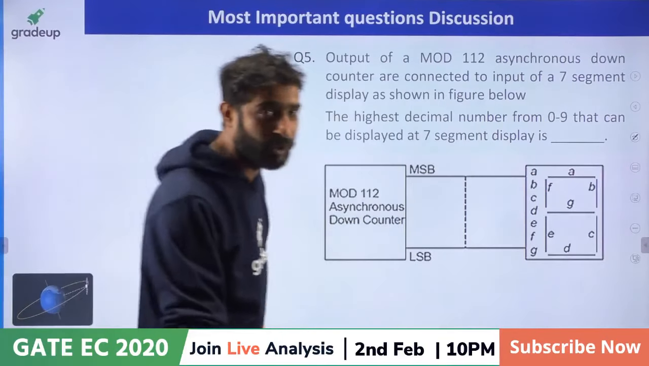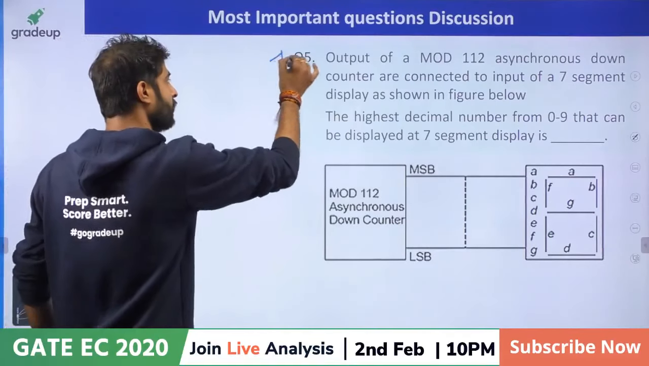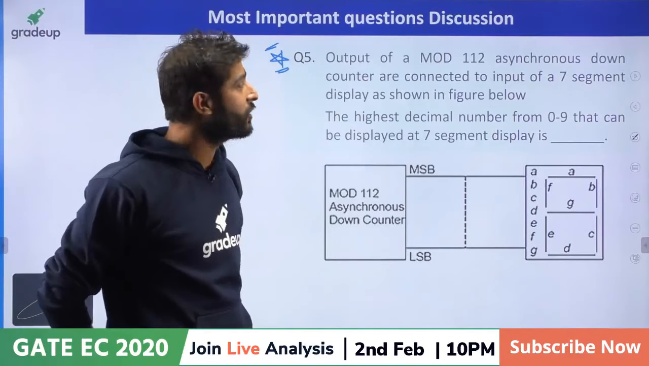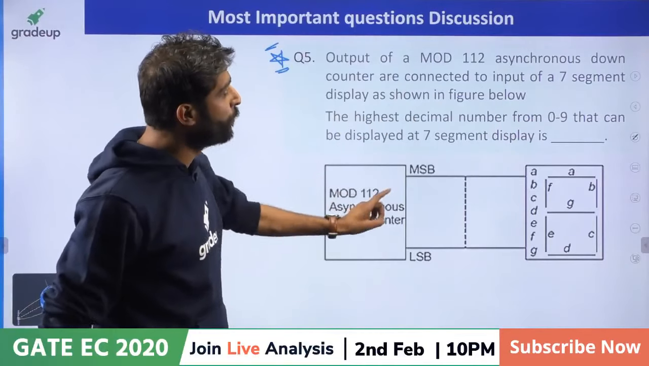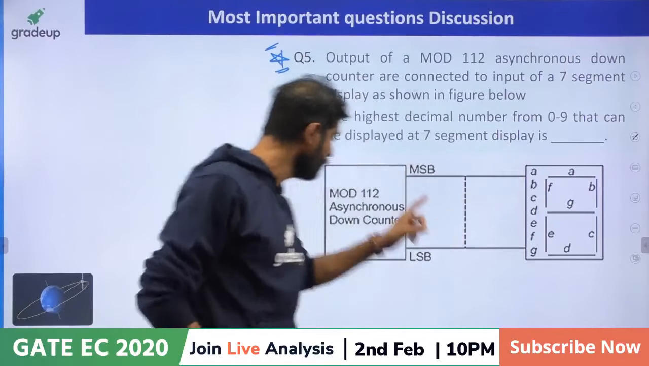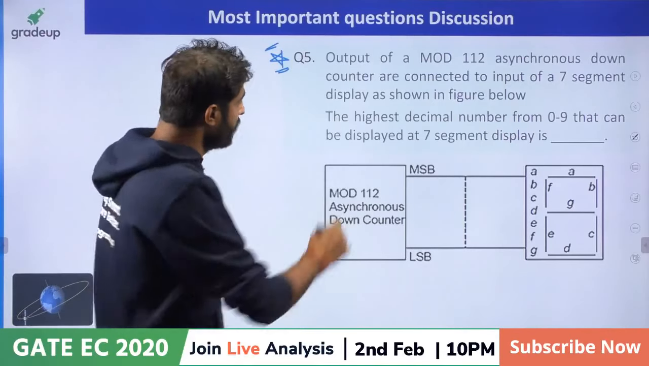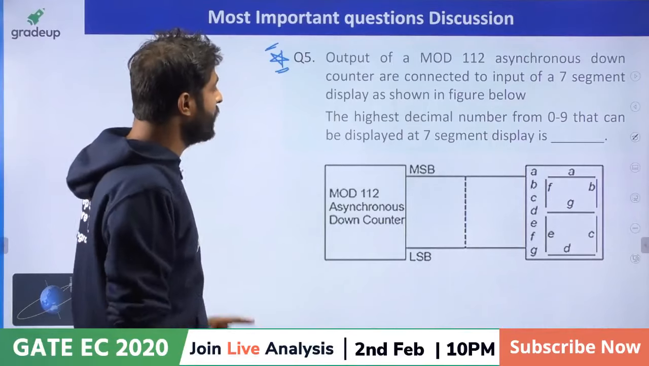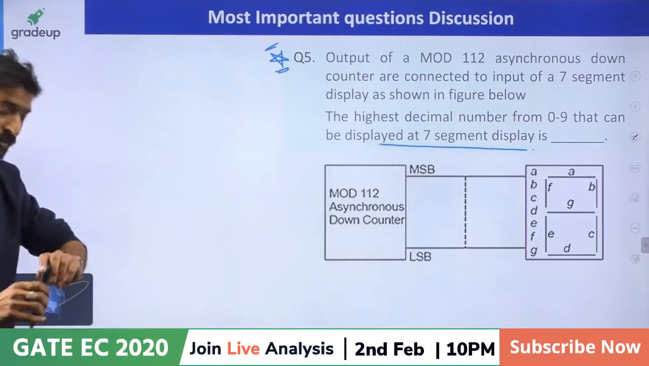Can anybody give me the answer for this question? It is also a very, very interesting and very good question, right? Output of a mode 112 synchronous down counter are connected to the input of a 7-segment display as shown in the figure, right? That is the 7-segment display, and it is the mode 112 synchronous down counter, right? The highest decimal number from 0 to 9 that can be displayed at the 7-segment display is. Can anybody give me the answer for this question?